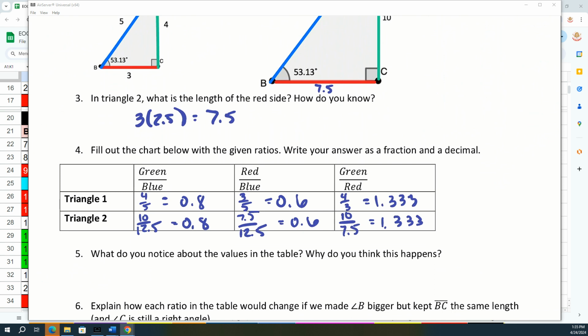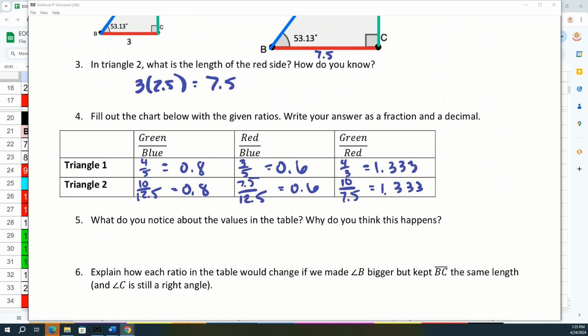What do you notice? How about the decimals? The fractions of each side are the same. Yeah, you get the same because they're similar triangles. So the ratios are the same because the sides are proportional.